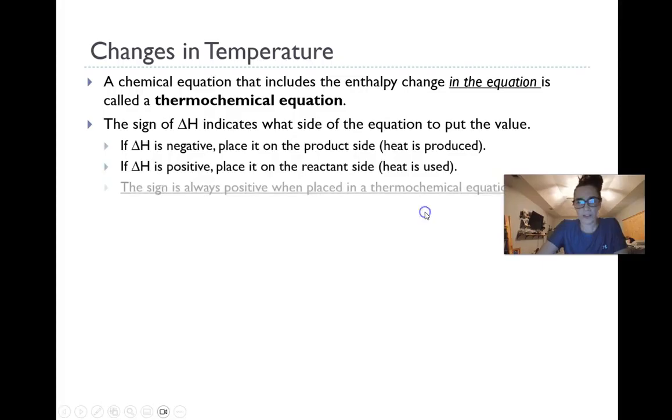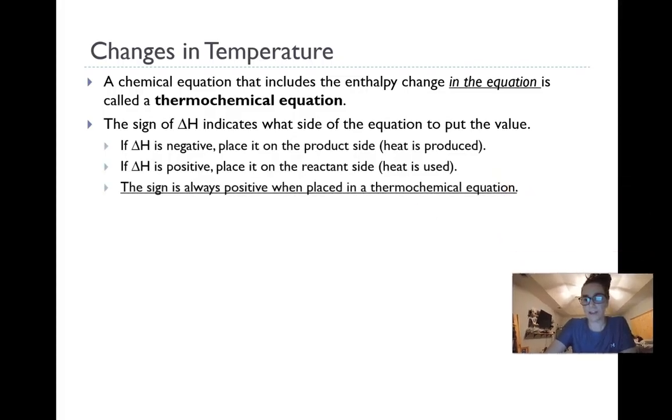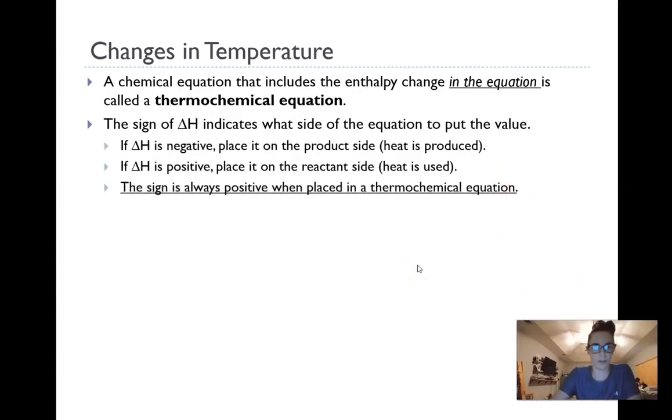One of the very last factors we're going to look at is the effect of changing the temperature on equilibrium. So you remember that a chemical equation that includes heat changes or enthalpy changes is called a thermochemical equation. And remember, the sign of the delta H indicates what side the heat is going on. If it's negative, it's exothermic, and that enthalpy is going to be placed on the product side. If it's positive, we're going to put it on the reactant side because it's endothermic. But remember, the sign is always positive in a thermochemical equation.